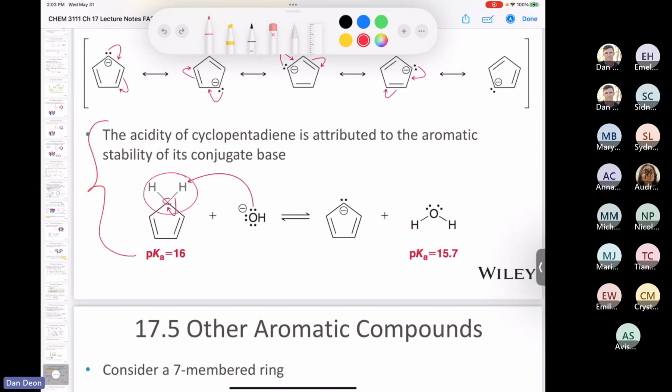The reason why one of these protons, it doesn't matter, they're just picking this one, okay? The reason why this proton is so acidic, remember, an acid is a proton donor. The reason this molecule wants to give up its proton is because it goes from something that is non-aromatic to something that is aromatic, and that's why it's so acidic.